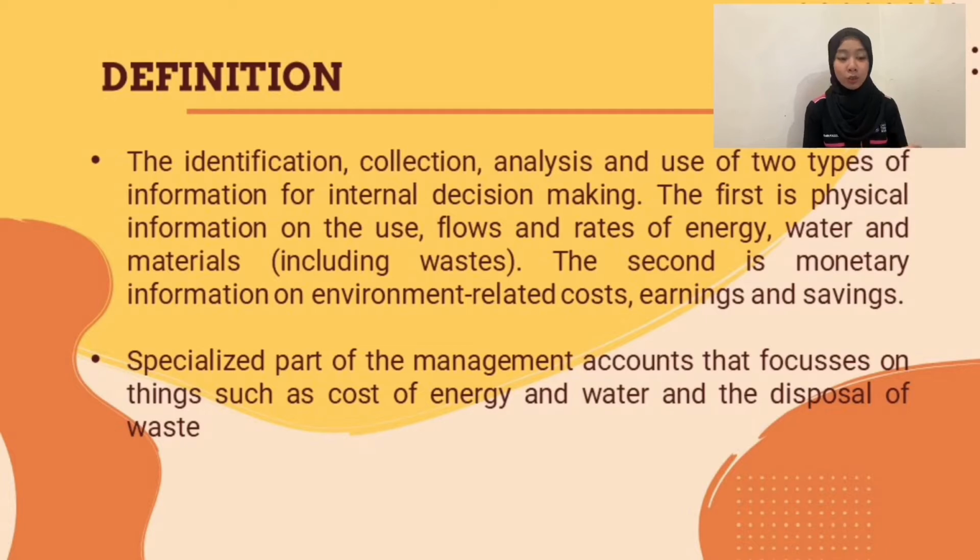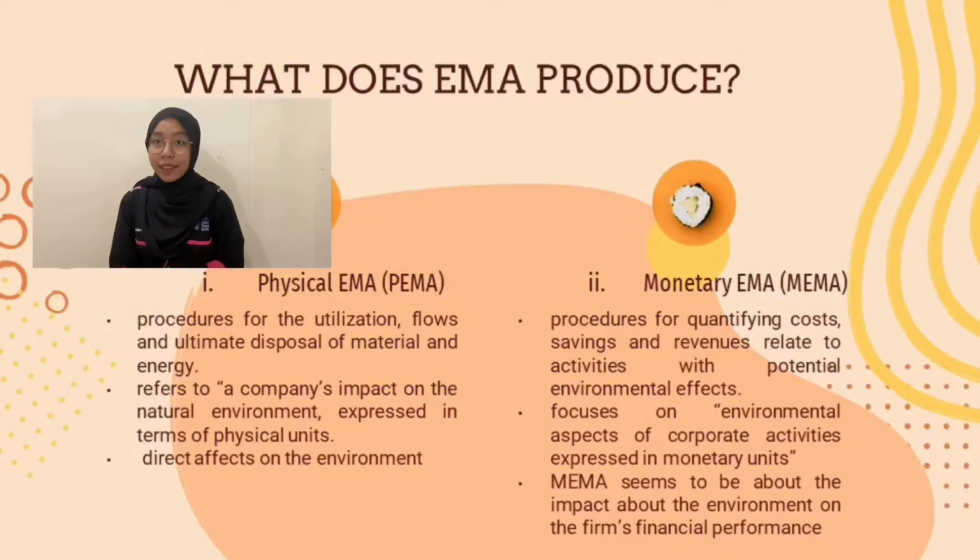It is also known as a specialized part of the management accounts that focuses on things such as cost of energy and water and the disposal of waste. So what does EMA produce? First, EMA produces physical EMA, which is procedure for utilization, flow, and ultimate disposal of material and waste. It refers to a company's impact on the natural environment expressed in terms of physical units, and it also has a direct effect on the environment.